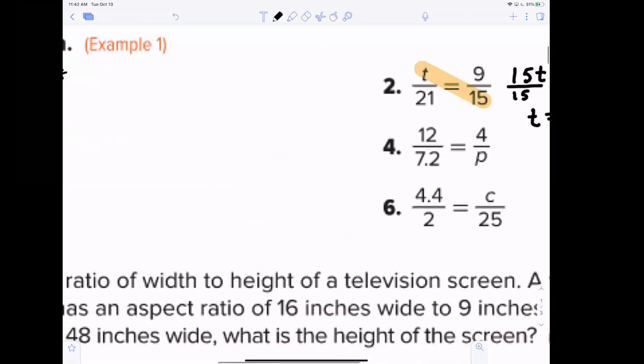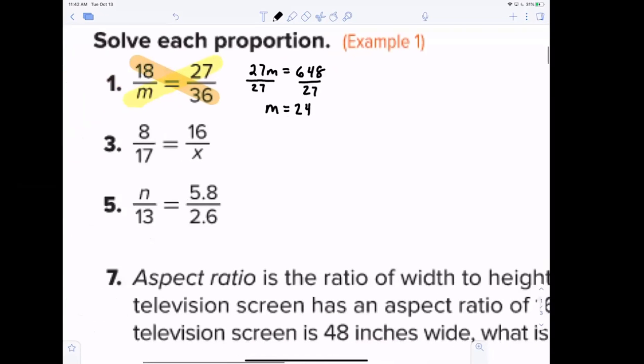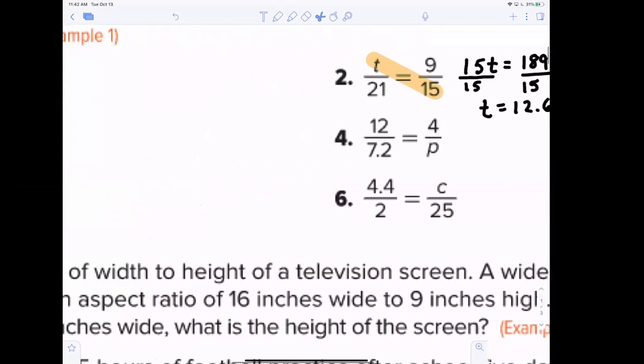All right, let's go. Number 3. Jolie, you're up. So it's 8x. Good. And then 16 times 17. Yep. 272. And now what? And then you divide 272 by 8. And you get? 34. Everybody happy with that so far? 34. Good job. All right, next.